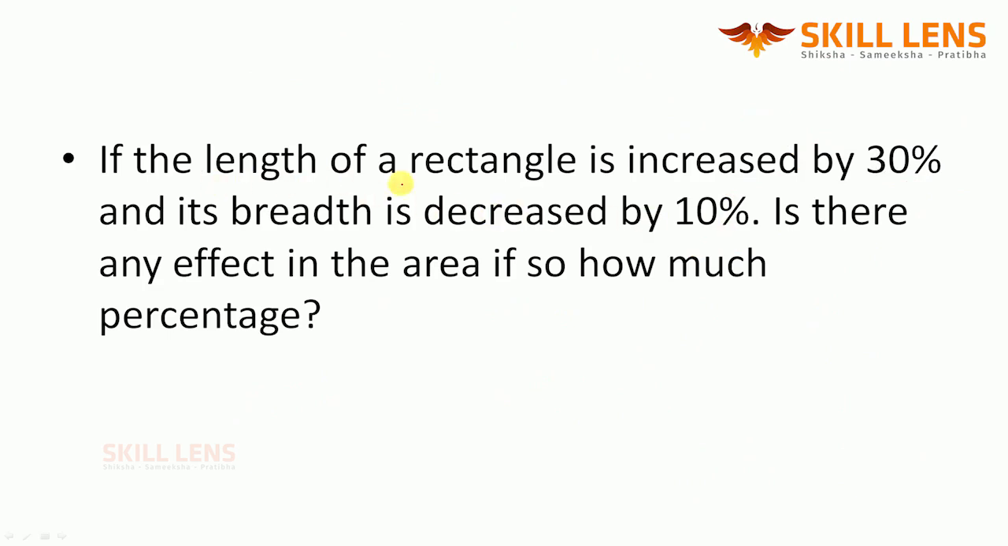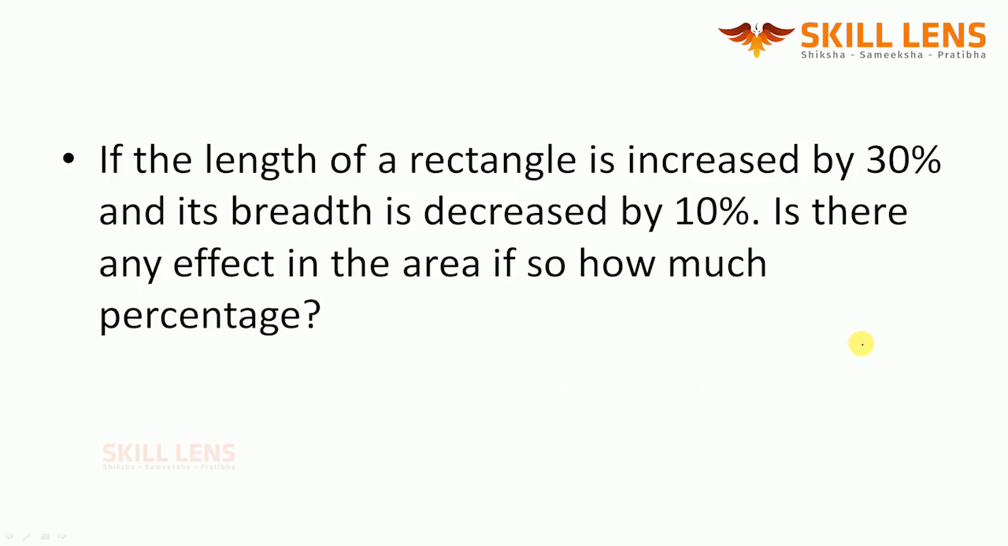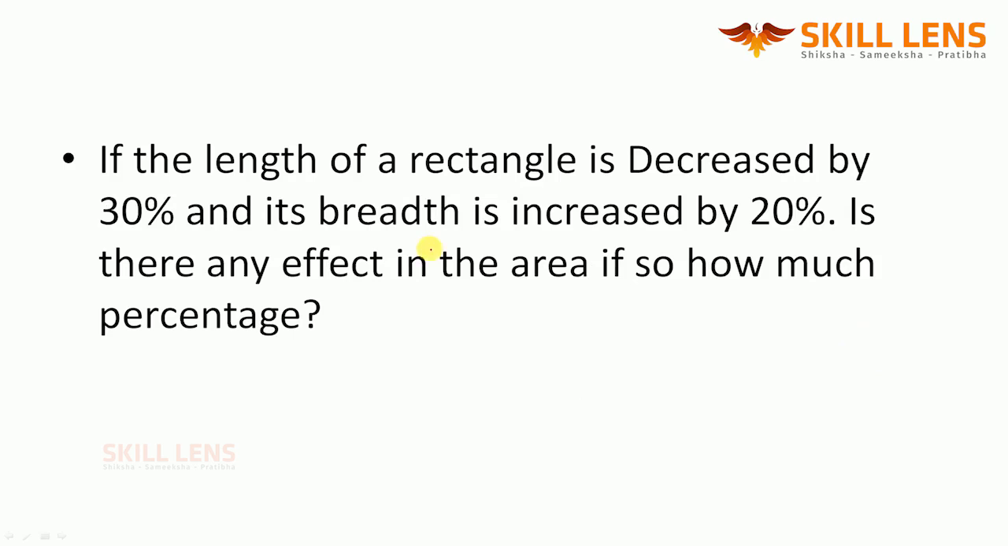The length of a rectangle is increased by 30 and breadth is decreased by 10, so minus 10. Minus 30 into 10 divided by 100. The zeros will get cancelled. 30 minus 10 is 20, minus 3. That will give you 17%. When you come across a minus symbol, it's a decrease, but here you are getting a positive value. What is the positive value? 17%. So the overall change is 17%. That's it, guys. Let's go to the next question.